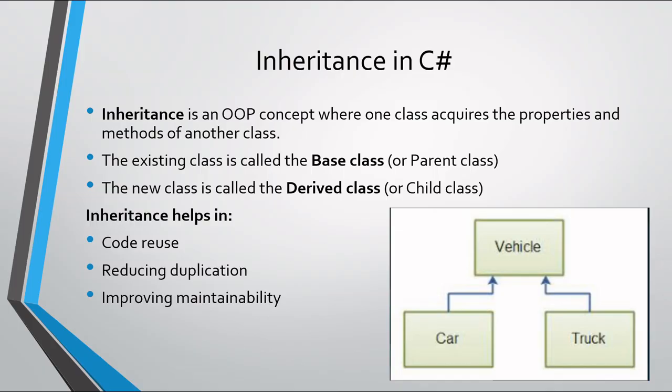Suppose this is the vehicle. Vehicle is a class, and car and truck are two other classes taking the data from the vehicle. The vehicle is known as the parent class, and car and truck are the child classes. We can also say vehicle is the base class, and car and truck are the derived classes. Okay, let's see in an example how we can achieve it in C sharp.